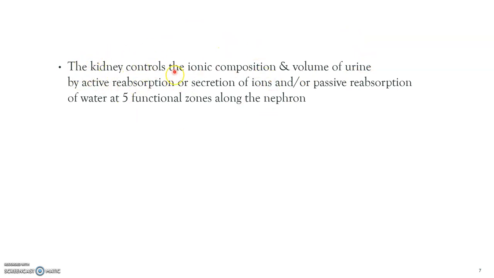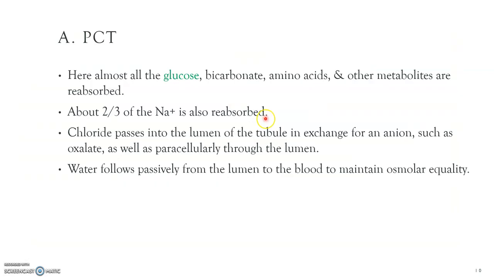Okay, so it's either active reabsorption or secretion. Two very basic mechanisms. It's either active reabsorption or secretion of ions and/or passive reabsorption of water at the 5 functional zones along the nephron. Now we're going to go into the 5 functional zones.